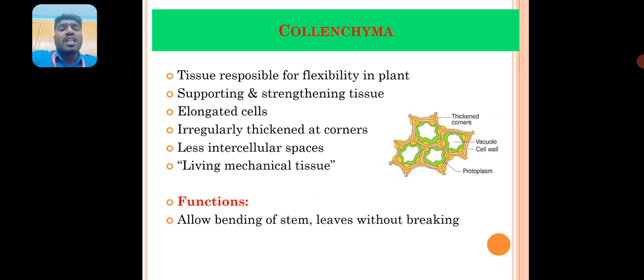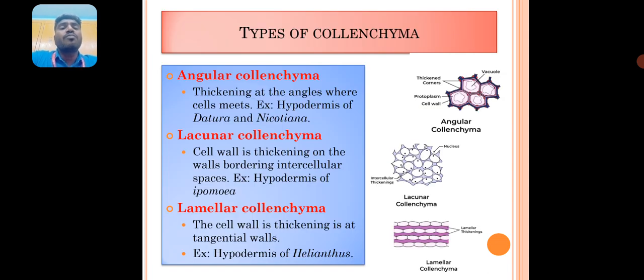Collenchyma tissue is responsible for flexibility in plants, supporting and strengthening tissues. Elongated cells, irregularly thickened at corners, less intercellular space, living mechanical tissue. Its function is to allow bending of stems and leaves without breaking. Types of collenchyma: angular, lacunar, and lamellar collenchyma. Angular collenchyma has thickening at the angles where cells meet. Example: hypodermis of Datura and Nicotiana.